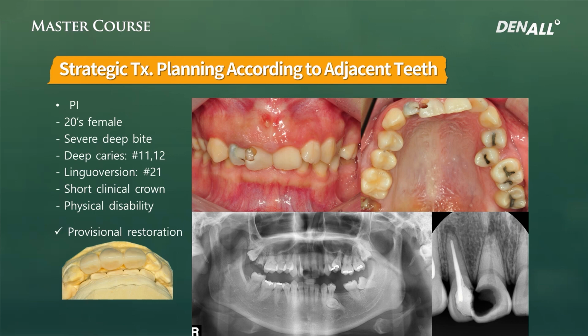A fixed partial denture using implants was planned. In order to solve the extreme deep bite and gummy smile, I decided to open the flap extensively to do crown lengthening and alveoloplasty. Along with implant treatment, I decided to do this to provide an aesthetic prosthesis.